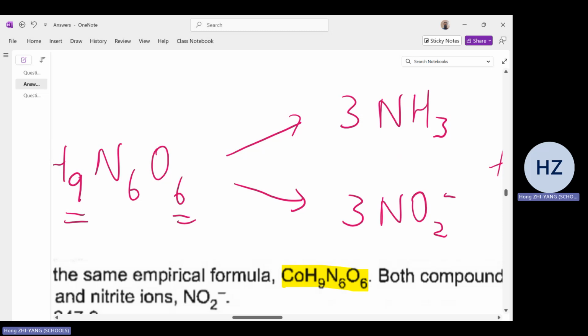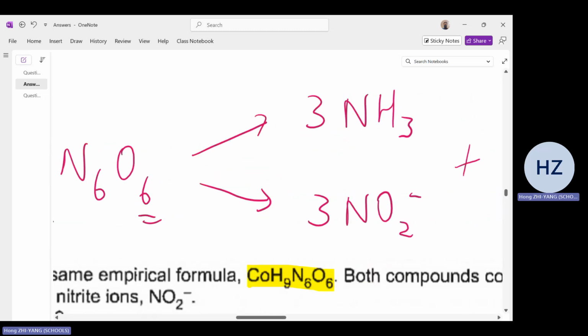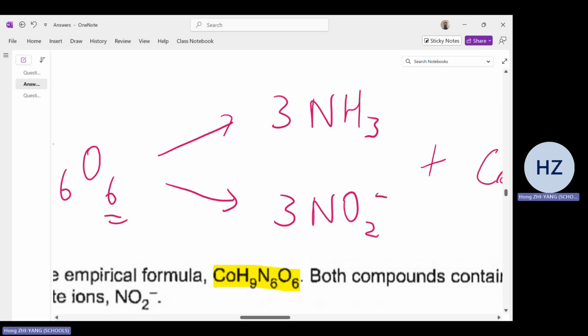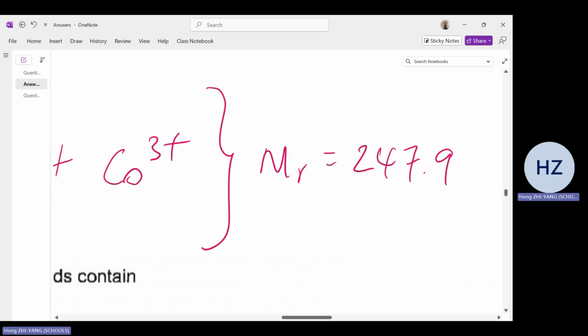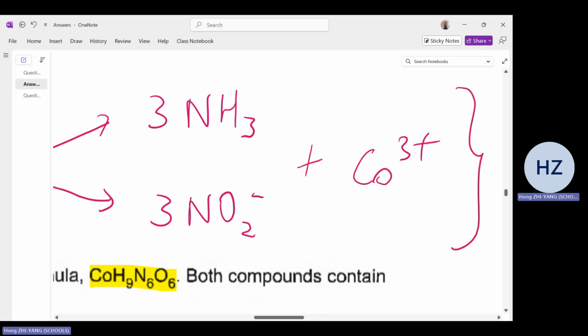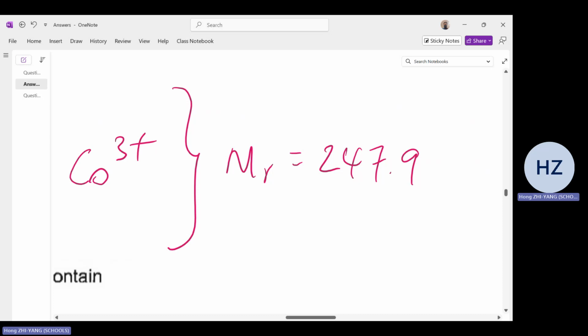I hope this makes sense to you. You look at the hydrogen and oxygen to help you see how the nitrogen is split up. So the 6 nitrogen are split up into 3 and 3. After this, you just form the formula. That's the answer for this really. Because how do you know? Because if you do an Mr calculation, this is exactly 247.9.